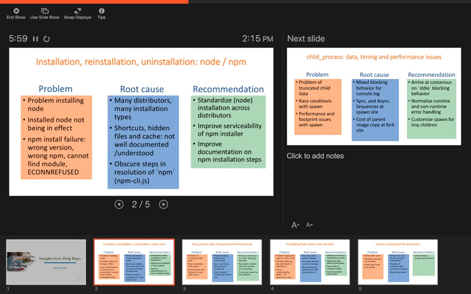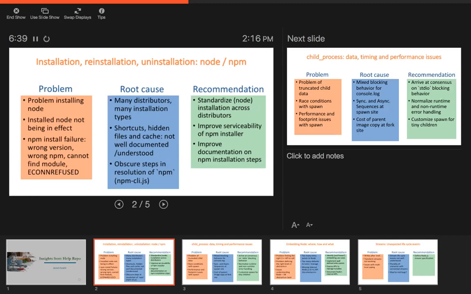So the root cause, in my opinion, is that you have a number of distributors with respect to Node. At a high level, I will classify them into two. One is the one which has a native installer, something like apt-get, or brew install in the case of macOS. The second classification is the distributor that has a custom installer, something like the one which the official Node.js community delivers, which has an MSI installer. So native installer versus custom installer.